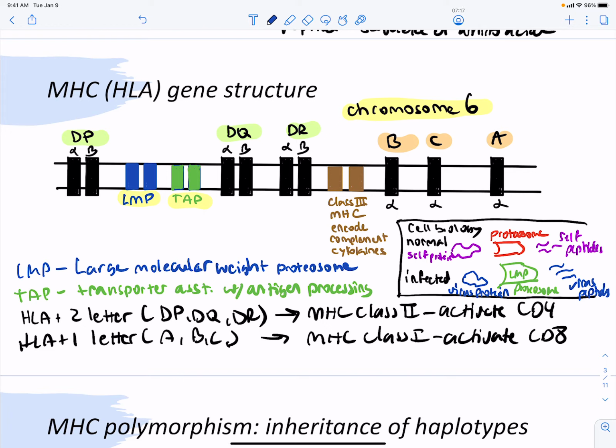So the LMP is there to make the proteasome a different size so that it generates peptides that can bind more effectively to the MHC molecules. Self-peptides are always made. You're always breaking down proteins. They're always going through a proteasome, and they will get loaded onto MHC molecules. But when you're infected, you want to make sure more of the virus proteins get processed and presented on MHC molecules. So that's why you have the large molecular weight proteasome that's encoded within the HLA gene.